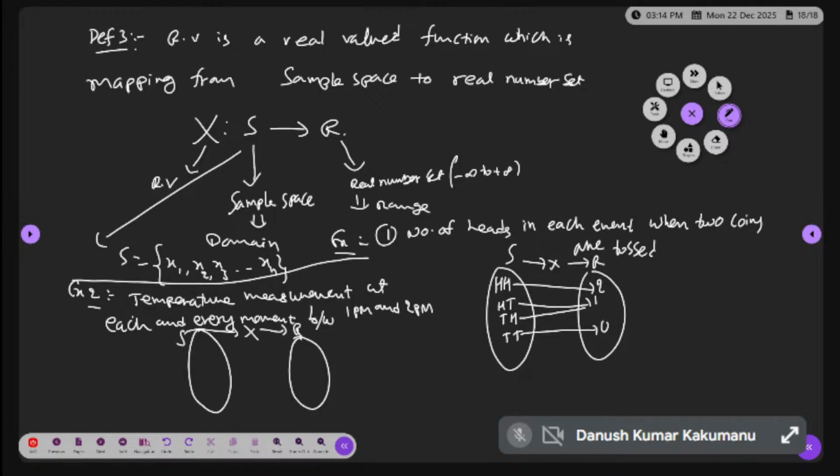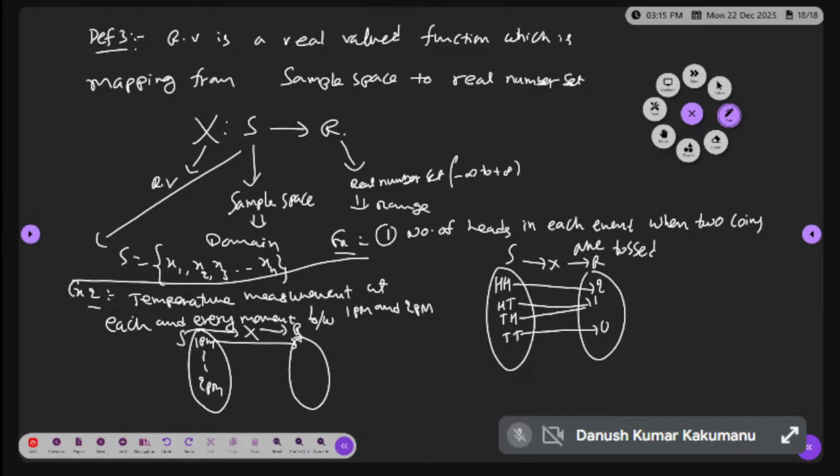1 p.m. to 2 p.m. How many time instants are there in between? Infinite number of time instants. They are not in terms of minutes. They are not in terms of seconds. Each and every moment, they are saying, means how many time instants do we have? Infinite number of time instants. Can you count the number of points on a circle? Possible or not? Not possible. Same way here also, infinite.